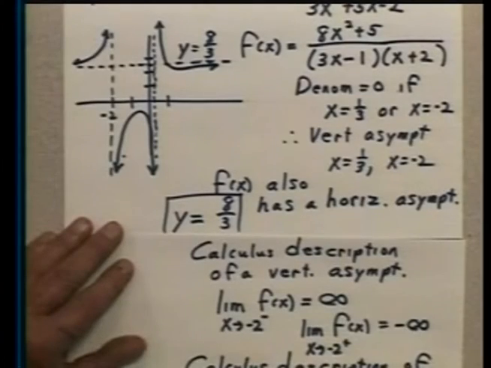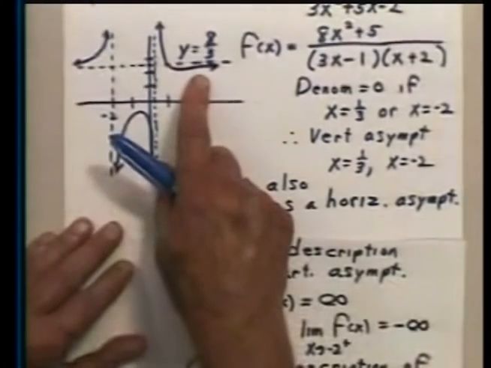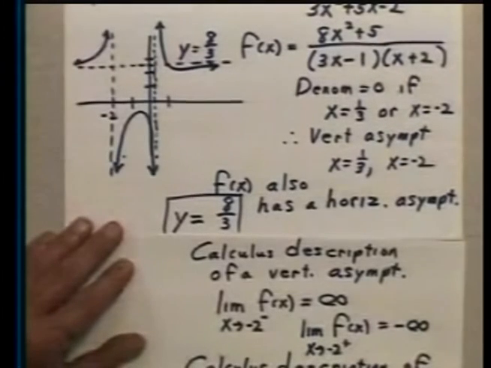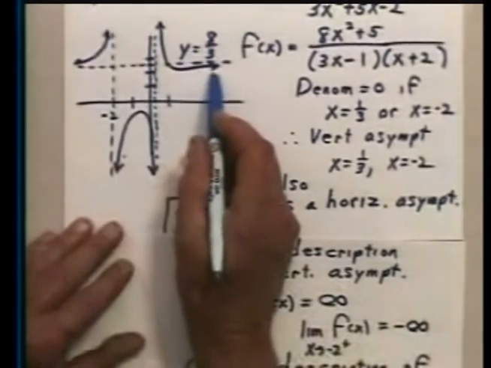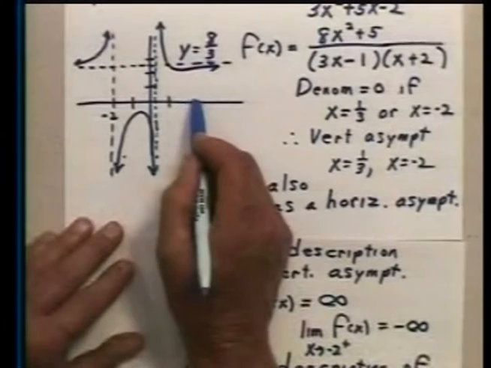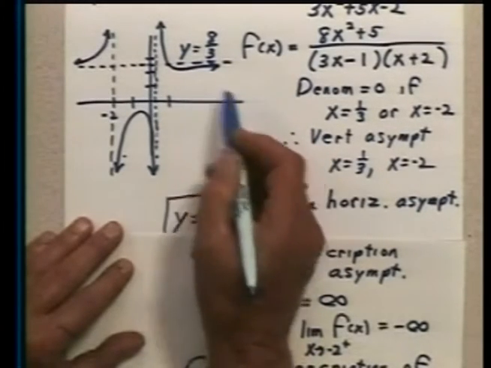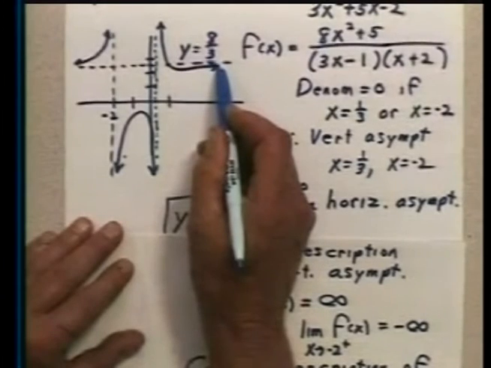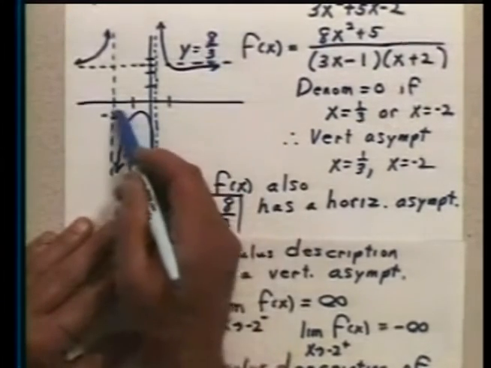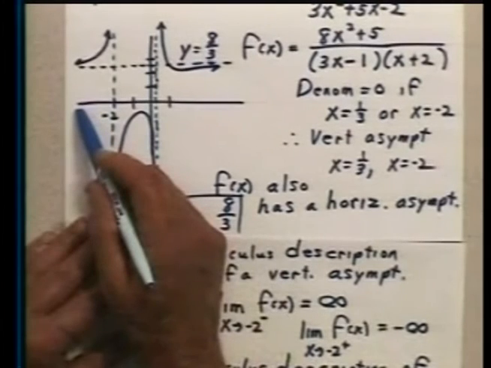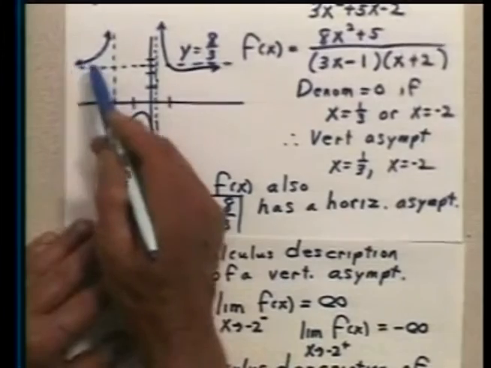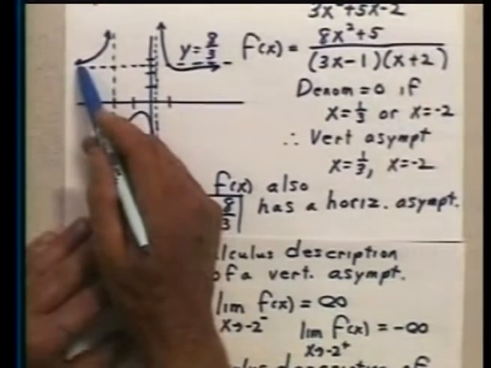Okay, when does the graph get close to 8/3? Very nature of a horizontal asymptote. It gets closer and closer to 8/3 if you go to the far right. Right? The further you go to the right, the closer it gets to 8/3. And in this case, it also gets close as you go to the far left. The further you go to the left, the closer the curve gets to 8/3.